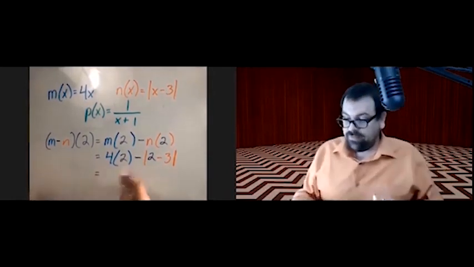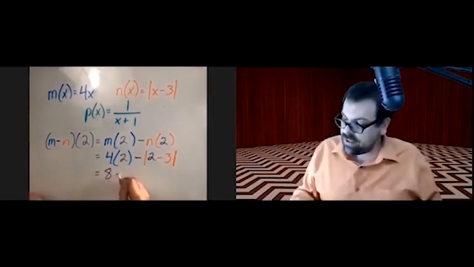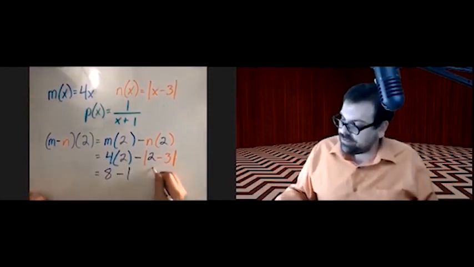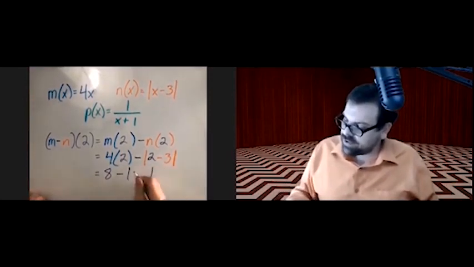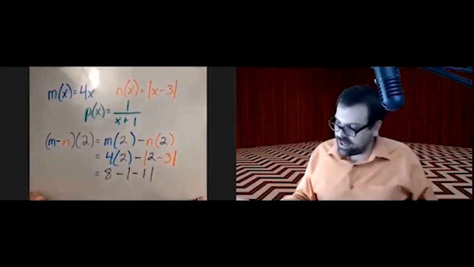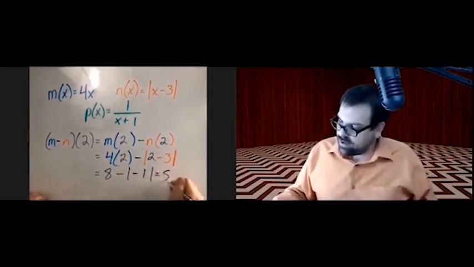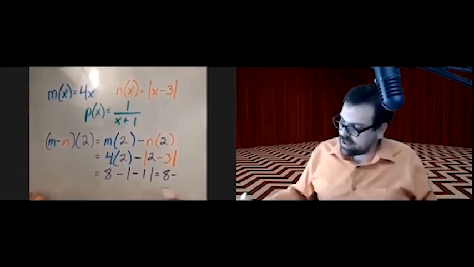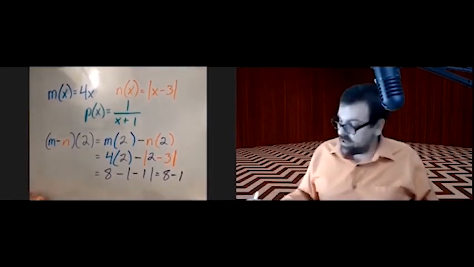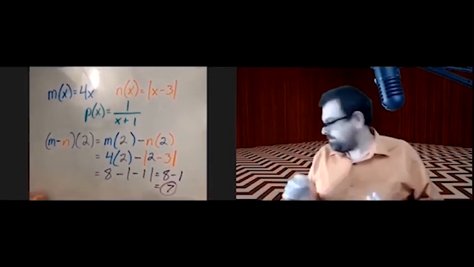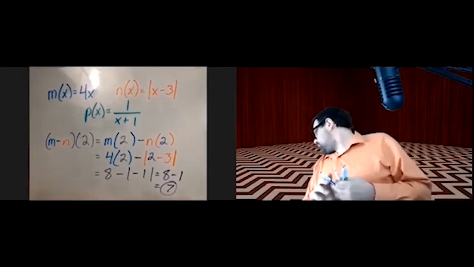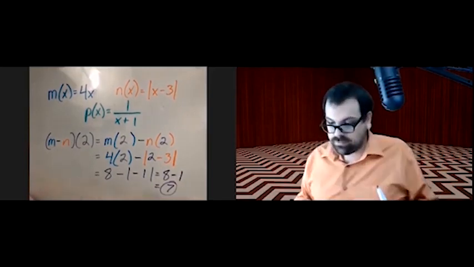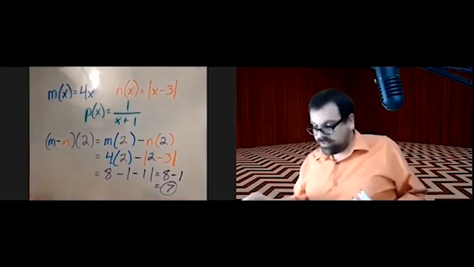Let's simplify. 4 times 2 is 8, minus the absolute value of 2 minus 3, which is the absolute value of negative 1. The absolute value of negative 1 is positive 1, so this is 8 minus 1. I've done something wrong. No, I haven't. This is correct.